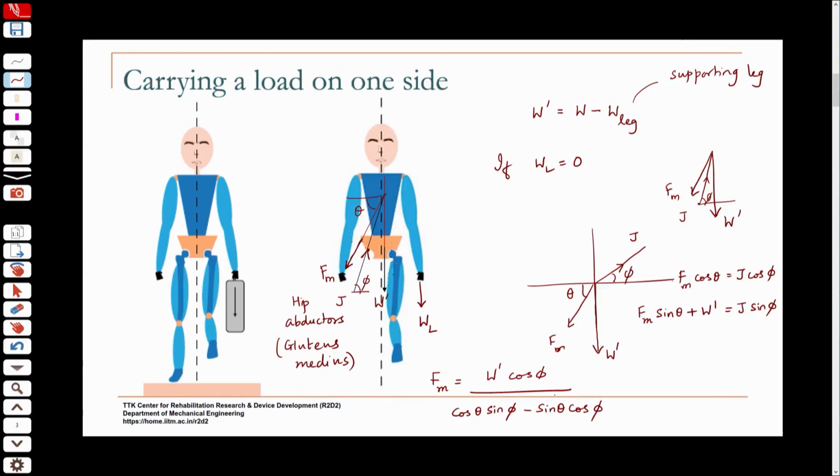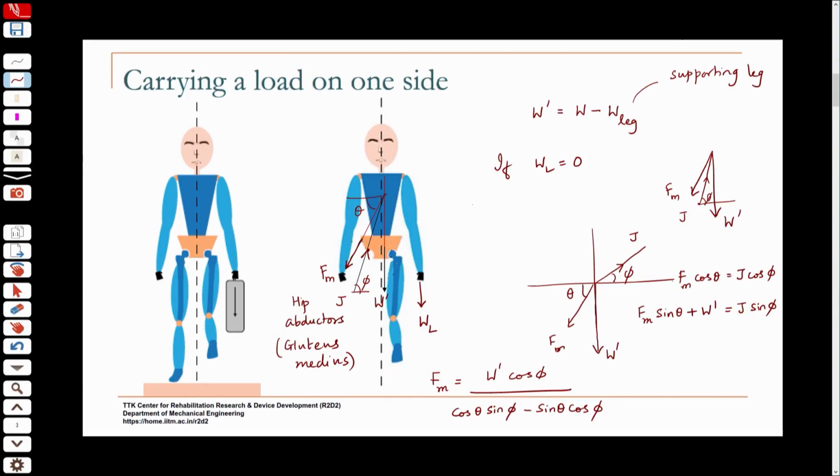Now, if I carry a load WL, then essentially that is going to shift. Instead of W dash here, it is going to shift slightly away from the midline. So, if WL is not equal to 0, then I can sum these two parallel forces, and I can say that the new CG lies somewhere between these two, which would be still more away from the midline, where I have the load only on one side.